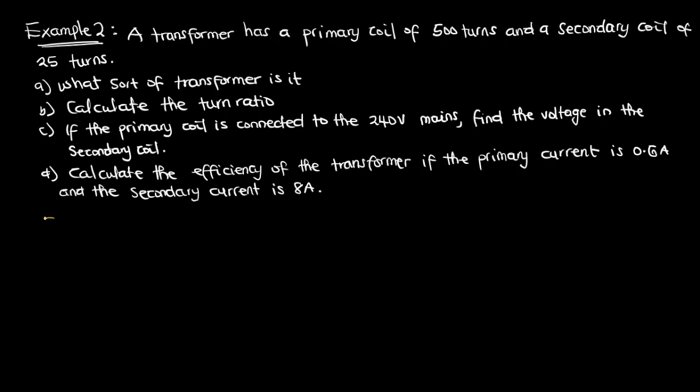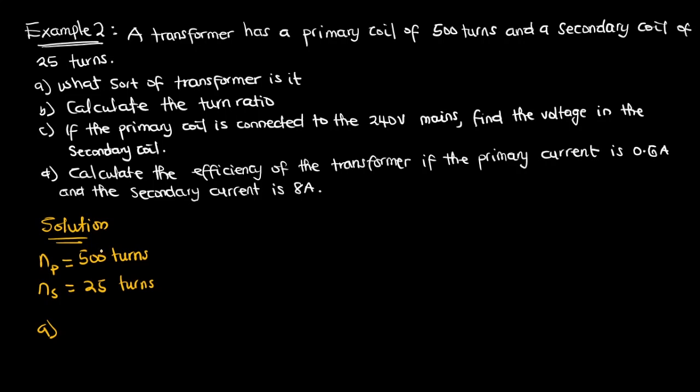Let's dive in. So we write down our solution. The transformer has a primary coil of 500 turns, so our number of turns in the primary is 500 turns. And then the secondary coil has 25 turns, so our NS is 25 turns. Now they are asking us A, what sort of transformer is this? Now, if the primary coil has more turns than the secondary, this is a step down transformer because it is moving from 500 to 25. So it's a step down transformer.